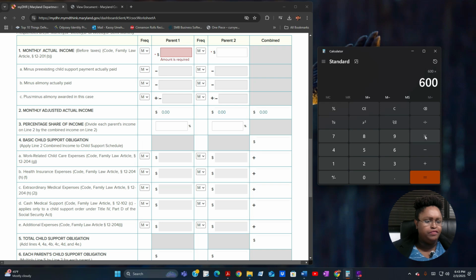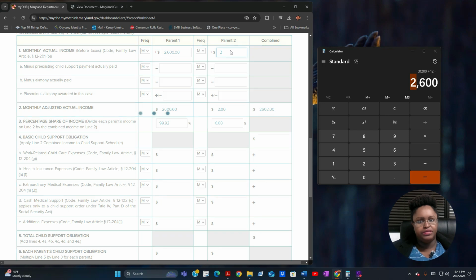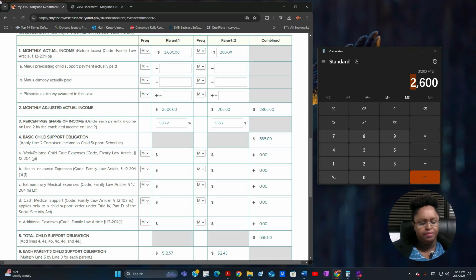There are also 52 weeks in a year, so we multiply 600 by 52, and we get 31,200. This is how much they would make in a year if they work 52 weeks at $15 an hour, working 40 hours a week. So let's divide this by 12 to figure out how much they'll make per month. And that is 2,600. So that's what we're going to use here for both parents: 2,600.